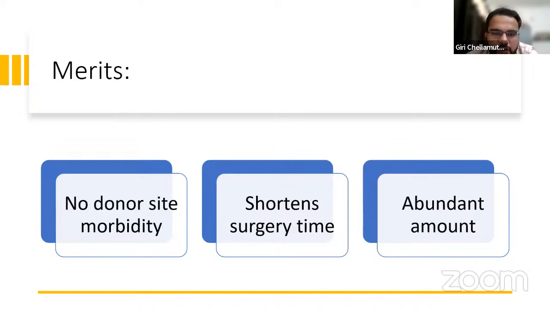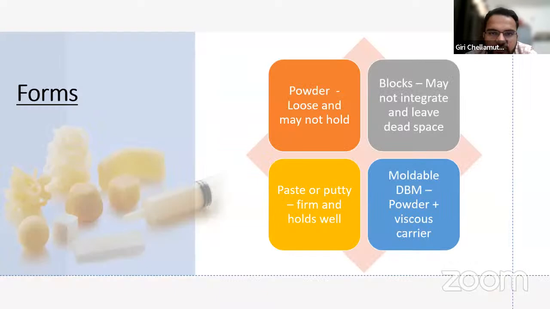We will have no donor site morbidity, and it shortens the surgery time and is available in abundant amount. However, it is less immunogenic when compared to the allografts available. So there are various forms available over the years. Different forms have been developed.